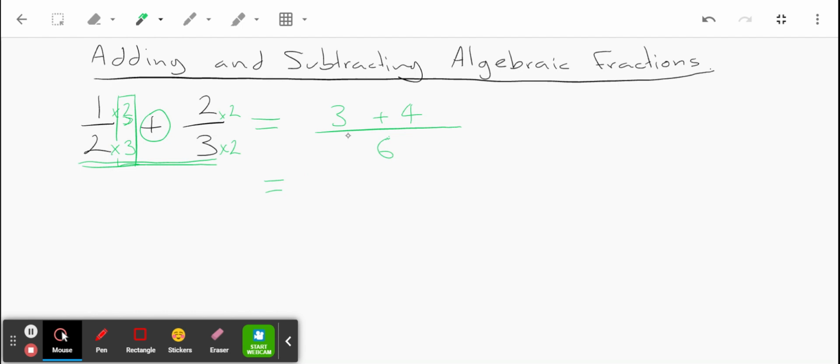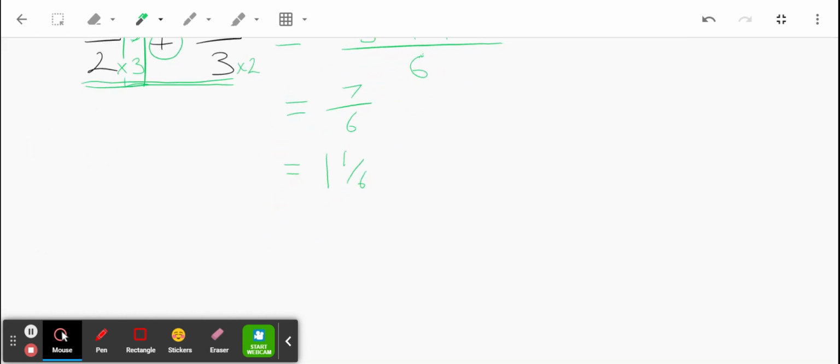All we then have to do is add the 3 and the 4, and we get 7 over 6. That's an improper fraction because the 7 is bigger than the 6, so we can make it into a mixed numeral. 6 goes into 7 once, with 1 left over. So that's 1 and 1 out of 6. That should be a revision of just adding normal fractions. Subtracting is exactly the same, except we subtract the numerators. We don't subtract the denominators.